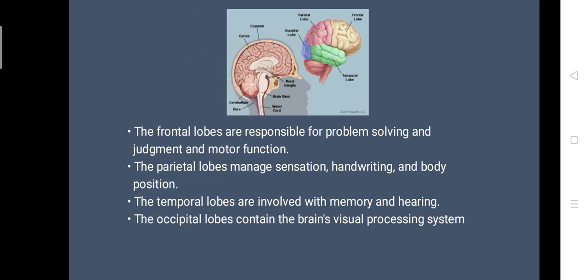And this is part of the brain. In our brain, there are four parts and their functions. First, the frontal lobes are responsible for problem solving, judgment and motor function. Second, the parietal lobes manage sensation, writing and body positions. Third, the temporal lobes are involved with memory and hearing. And last, the occipital lobes contain the brain's visual processing system.